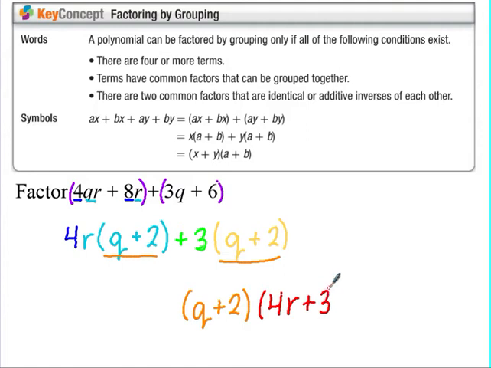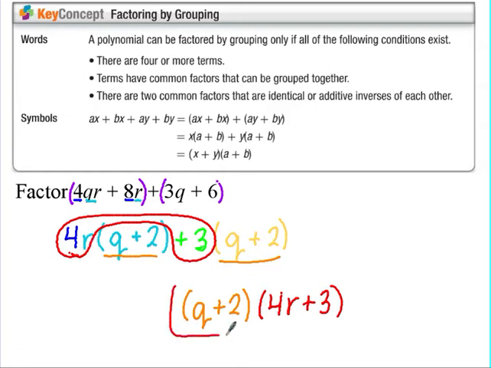So let's look at where the 4r plus 3 came from. Here's the 4r. Here's the plus 3. So the first one is what's in common. The next one is whatever is left outside of the parentheses. So we've just factored by grouping.